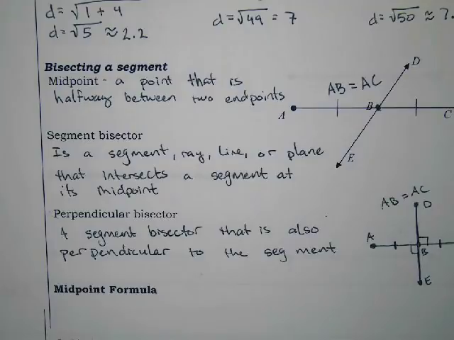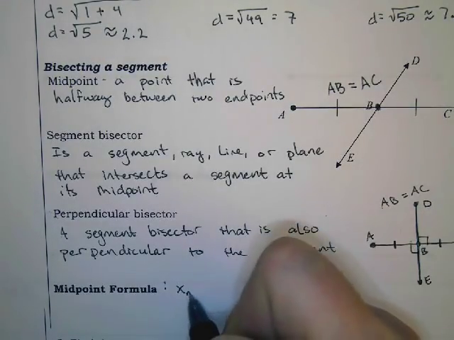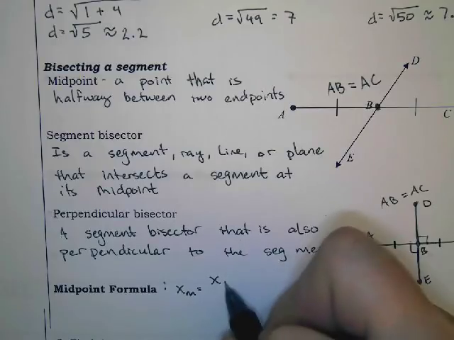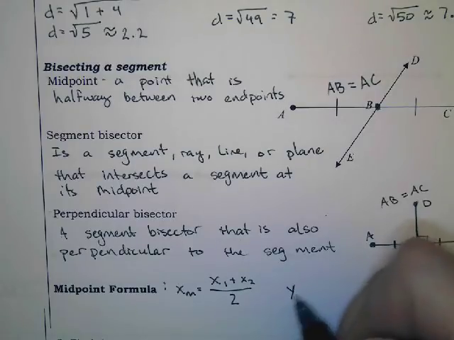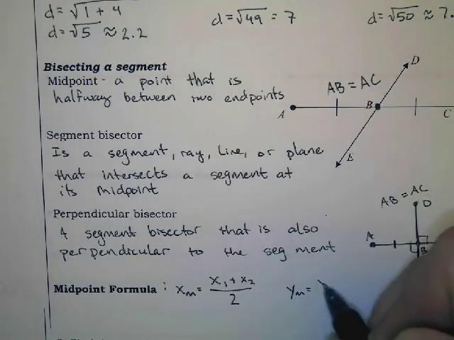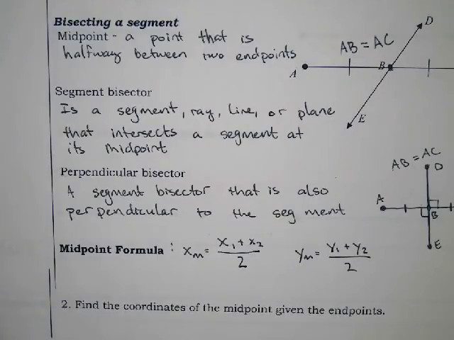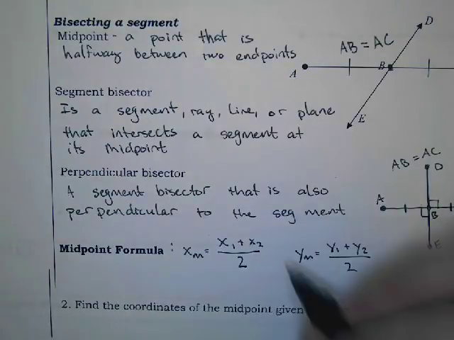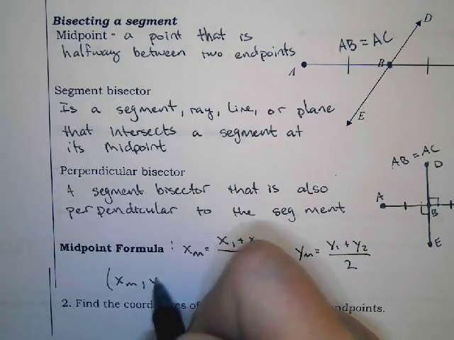So our midpoint formula looks something like this. XM is equal to X1 plus X2 divided by 2, and YM is equal to Y1 plus Y2 divided by 2. So it's essentially the average of the two endpoints. And so we'd have a point XM comma YM.